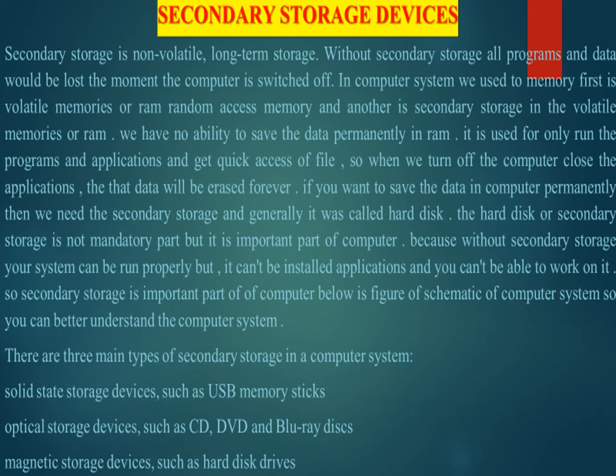There are three main types of secondary storage in a computer system: solid state storage drives such as USB memory sticks, optical storage devices such as CD, DVD, and Blu-ray discs, and magnetic storage devices such as hard disk drives.